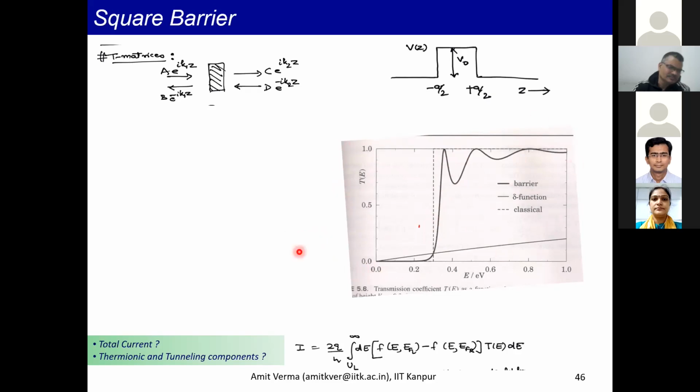Once you know the transmission, you can calculate the current, in which you have injection of carriers. You have a certain Fermi level on this side, and a certain Fermi level on that side. So you inject carriers from this side with a certain transmission, and you inject carriers from the other side with a certain transmission. The net injection is what gives you the current.